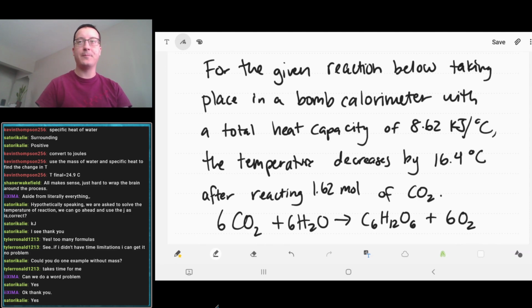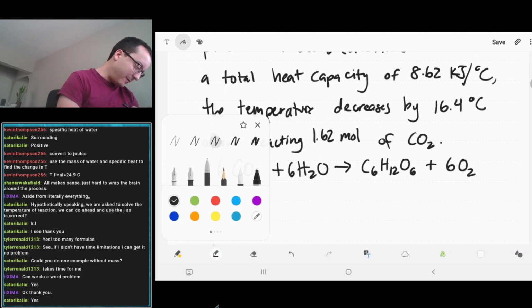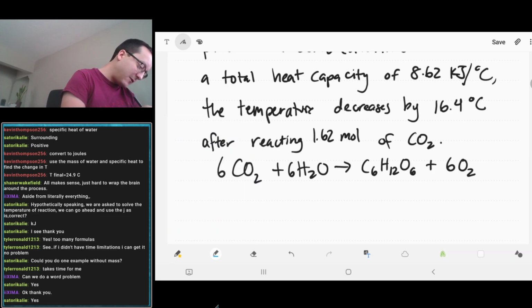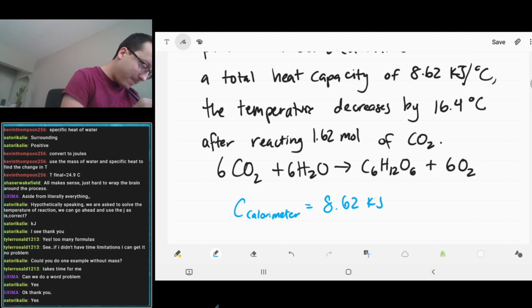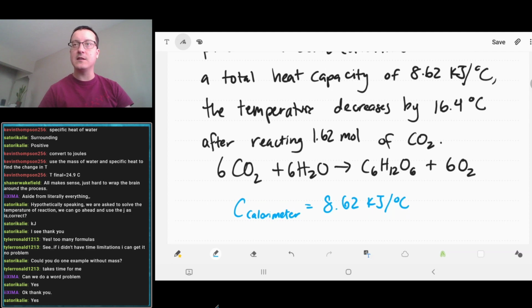So walk me through it. One good thing to do about word problems is pick out your numbers. There's a bunch of numbers in this particular problem. One good thing to do is to write out what's what. The first number that we're given is the heat capacity of our calorimeter, which is given to us as 8.2 kilojoules per gram degree Celsius. And we have a temperature decrease of 16.4 degrees.